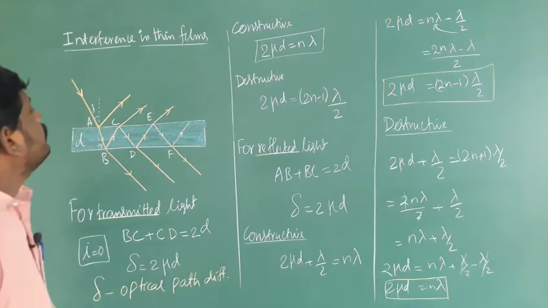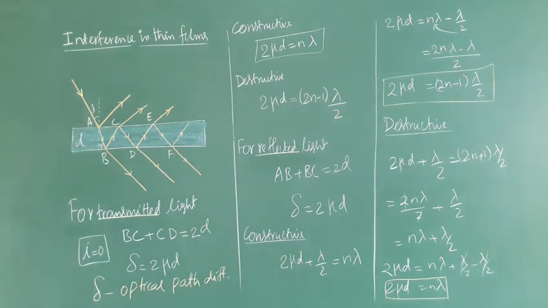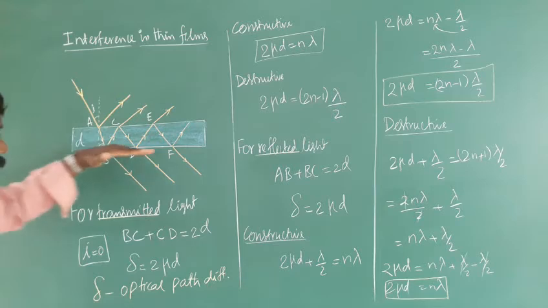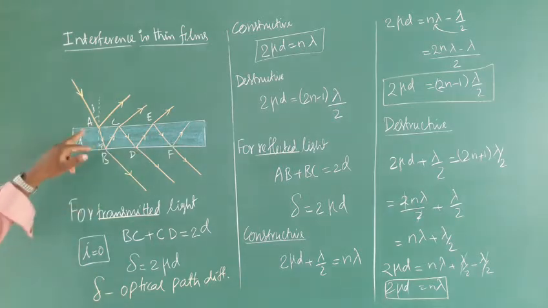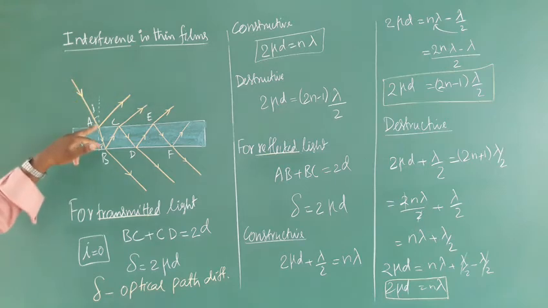So in this class we are going to discuss interference in thin films. Consider a thin film having a thickness d and refractive index mu. Light is incident at a point A with an angle of incidence psi. This is the upper surface of the thin film, and this is the lower surface of the thin film.